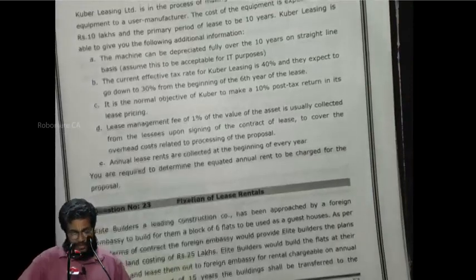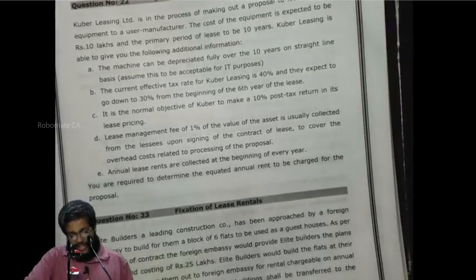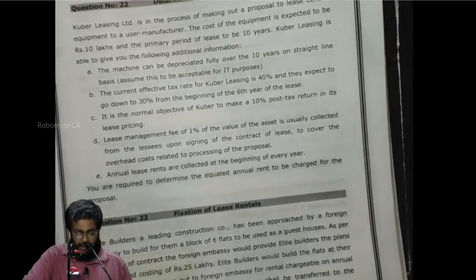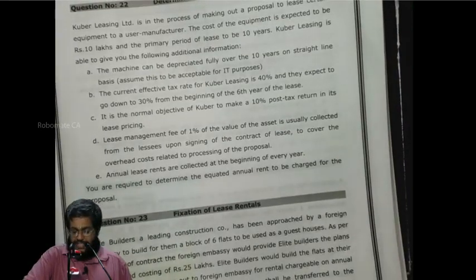Question number 23. Allied Builders, a leading construction company, has been approached by a foreign embassy to build for them a block of 6 flats to be used as a guest house.